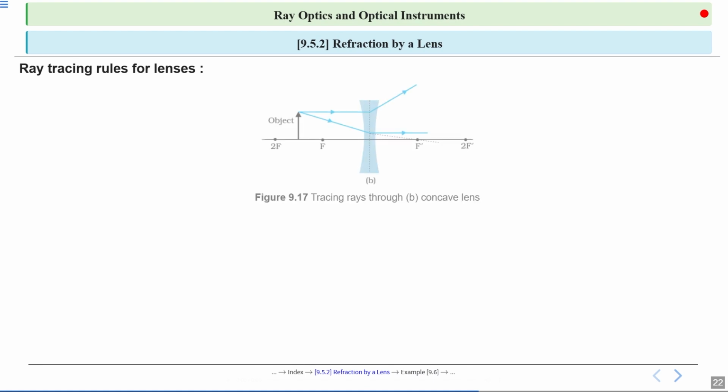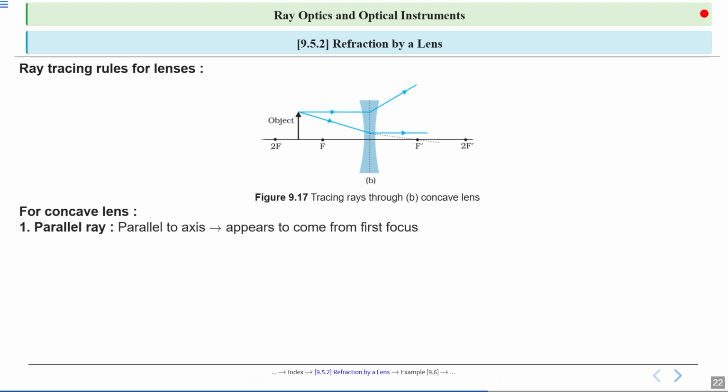Now, tracing rays through the concave lens. For concave lens, parallel rays, the rays that are parallel to the principal axis, will appear to pass through first focus. So when we extend this diverged refracted ray in the backward direction, that parallel ray that diverged after refraction, it will appear to pass from the first focus F.